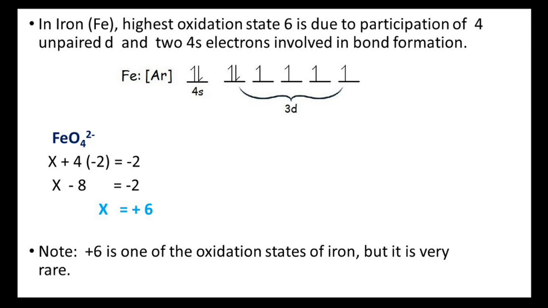In case of iron, when you write the electronic configuration for the 3d orbital, the dxy orbital is completely filled. Only 4 unpaired electrons are available for the bond formation. These 4 unpaired electrons combine with the 2 4s electrons and give the oxidation state of +6. So for iron, the highest oxidation state is +6, but it is very rare. We'll calculate the oxidation number of Fe in case of FeO4 2 minus. When you calculate the oxidation number for Fe, it becomes +6.